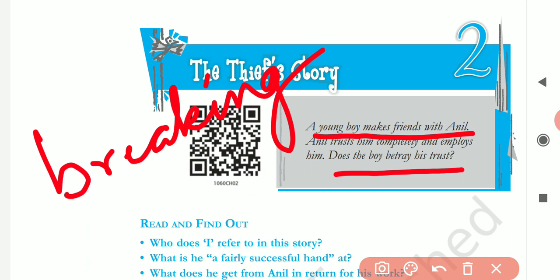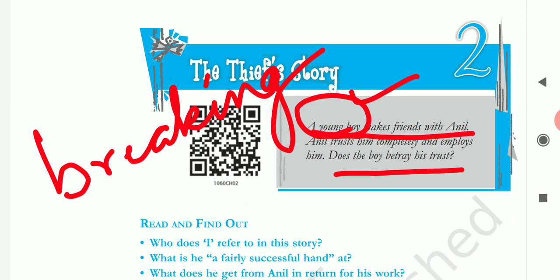It means you trust somebody, but if he doesn't continue it, if he breaks it, then we say that he has betrayed you. So let us see whether that particular young boy is going to betray Anil or not. This is the point of discussion in this particular story. Okay, so let's move on.